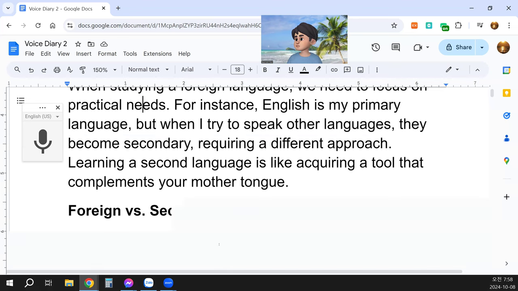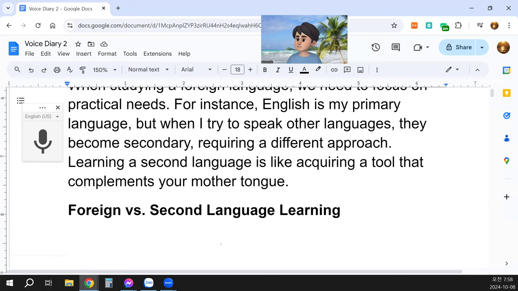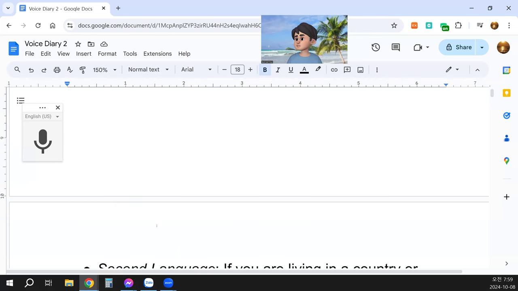For instance, English is my primary language. When I try to speak other languages, they become secondary, requiring a different approach. Learning a second language is like acquiring a tool that supplements your mother tongue. Foreign versus second language learning.